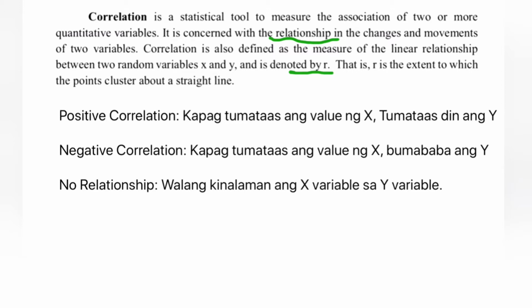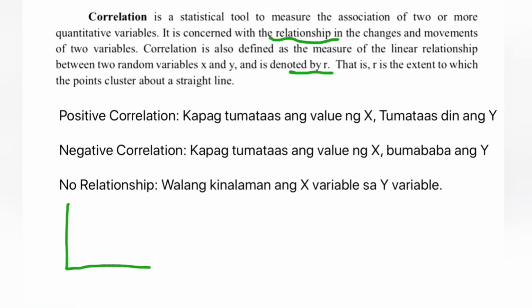So pag sinabi natin correlation, it means only about the association or relationship ng dalawa or higit pang mga variables. Kagaya dito, dinidenote natin siya ng x and y. So yung correlations na yun, meron tayong tinatawag na positive correlation, meron din tinatawag na negative correlation, and yung no relationship. Basically, kapag sinabing positive correlation, kapag tumataas ang value ng x, tumataas din ang y.